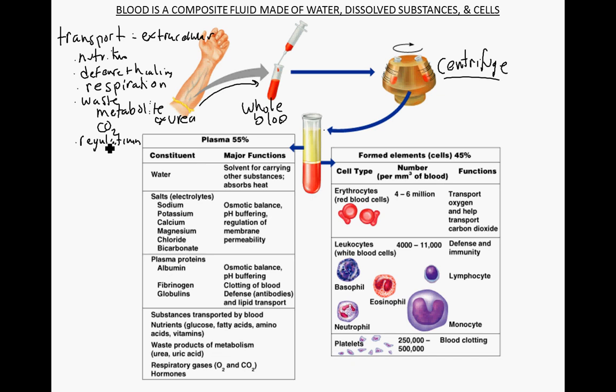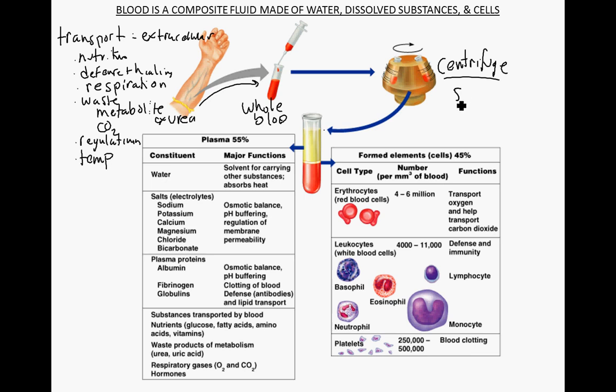Another major function of the blood is that it transports hormones that are involved in regulation of the different body's functions. And also, blood plays a role in temperature regulation as well.